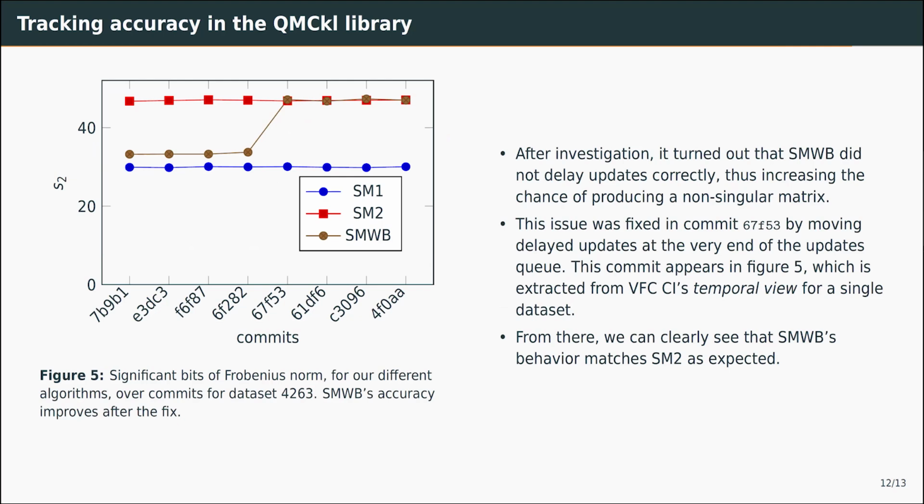And when we fixed it, we had a look at the temporal view that I mentioned at the beginning. And here you can see that after the commit, you have basically the time or commits on the x-axis and still the significant digits for one particular test case that I highlighted. You can see that the Sherman-Morrison-Woodbury algorithm matches the behavior of SM2. So it is a nice example of how the temporal view can help you see the evolution of numerical regression over your commits.